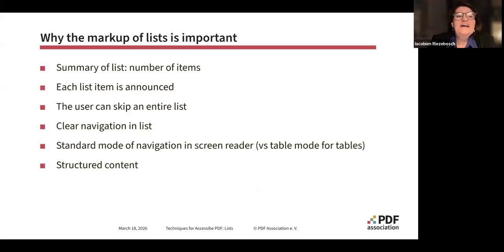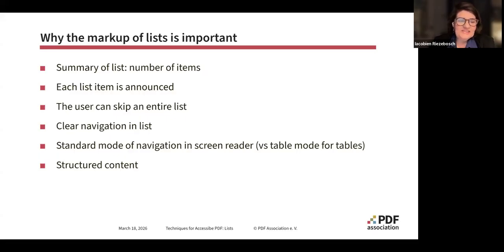Thank you very much. So why is the markup of lists important? Well, when you mark up a list correctly, it gives you a summary of the list, and it tells you there is a list and how many items there are in the list. And each list item is announced, and a user, for example a screen reader or other assistive technology, can skip an entire list or can navigate through another item.